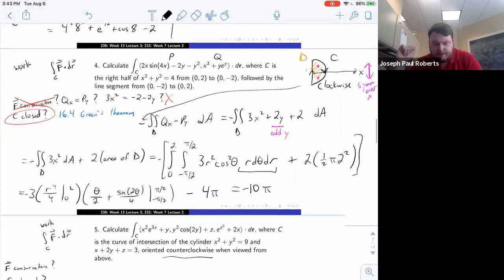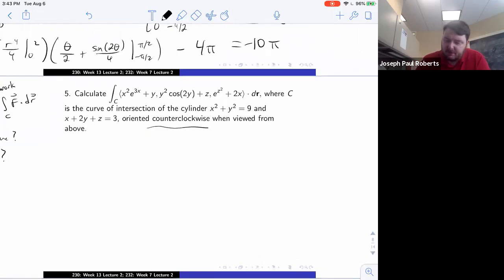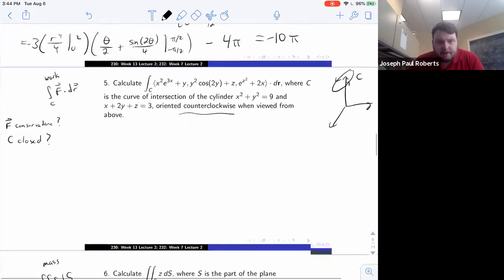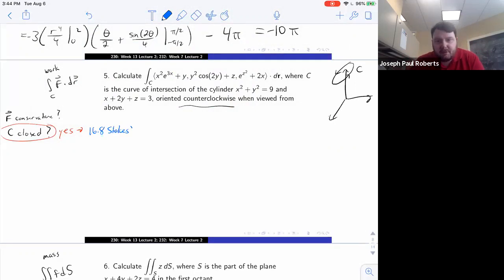Okay. So anyway, the word counterclockwise is a hint that this curve is closed. And if you start thinking about this picture, we got some plane, we got some cylinder. The set of points that it has in common is going to be some closed curve C that looks something like that. Okay. So yes. It's closed, but it's in R3, so we're going to use Stokes' theorem instead.